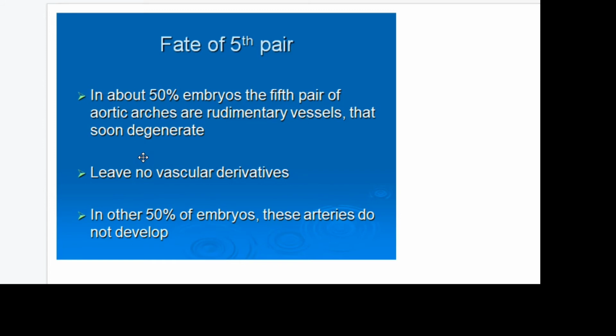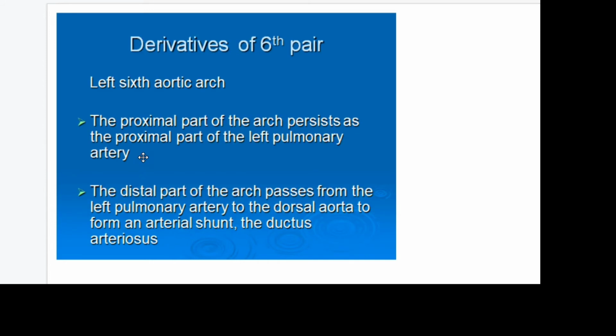But the fifth pair of aortic arches does not give rise to any of the vessels. The vessels are completely degenerate. Even if they are there, they are rudimentary and they degenerate. Then comes the sixth pair of aortic arches.